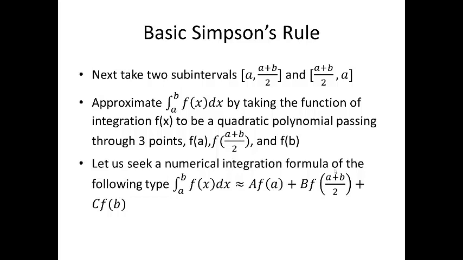The function f is going to be assumed to be continuous on the interval [a, b]. Coefficients capital A, B, and C will be chosen such that the formula above will give the correct values for the integral whenever f is a quadratic polynomial. Now, because this is quadratic, it suffices to integrate correctly the three functions 1, x, and x squared, because a polynomial of at most degree 2 is a linear combination of these three monomials.